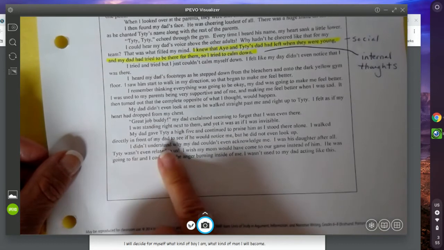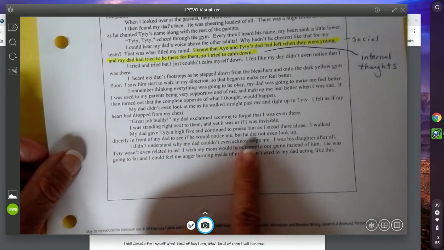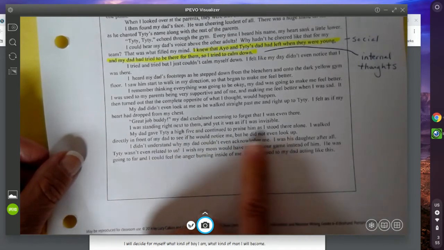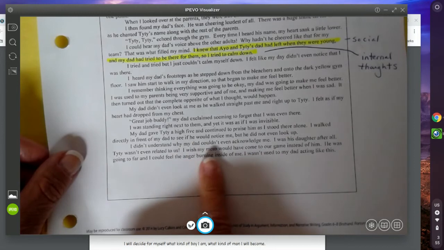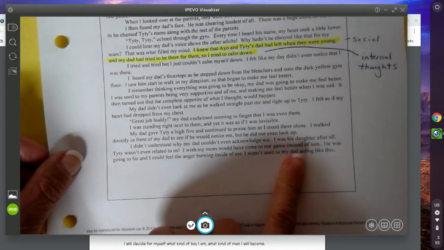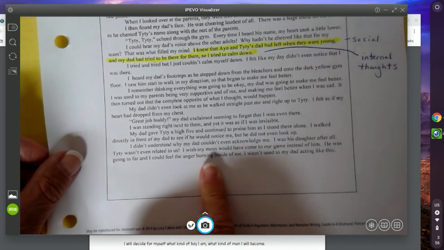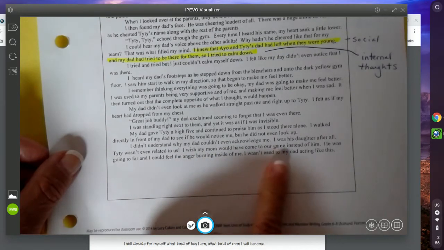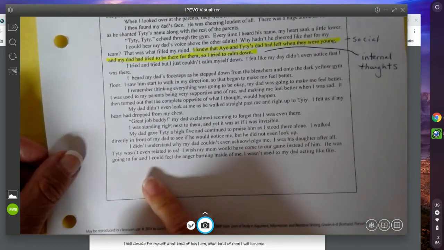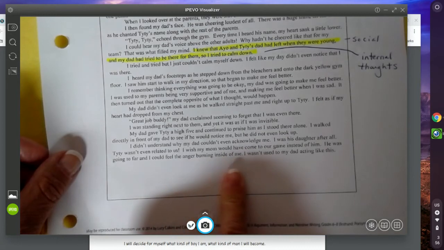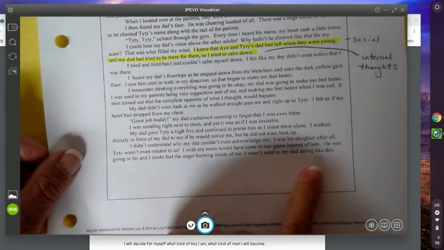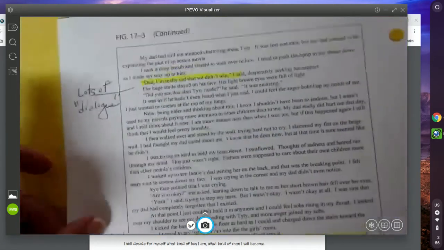I walked directly in front of my dad to see if he would notice me, but he did not even look up. I didn't understand why my dad couldn't even acknowledge me. I was his daughter, after all. Tidy wasn't even related to us. I wish my mom would have come to our game instead of him. He was going too far, and I could feel the anger burning inside of me. I wasn't used to my dad acting like this.